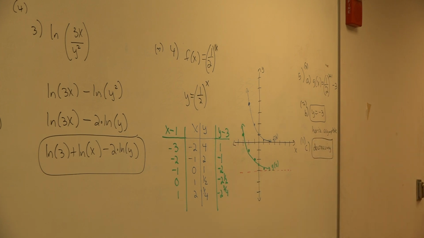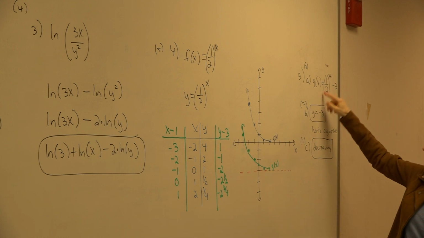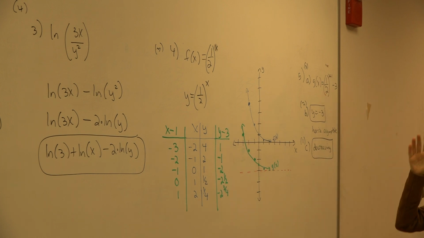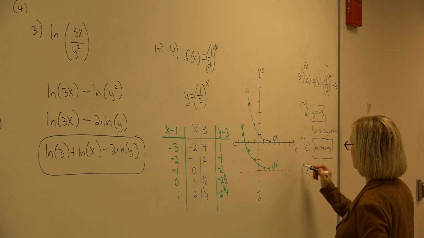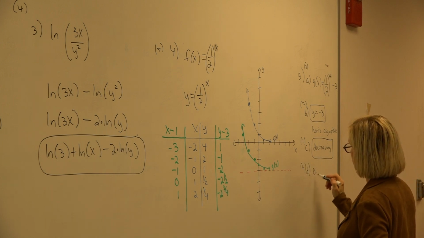If there had been a reflection, if there'd been a negative out front, then it would have turned into an increasing function. But you just read it from left to right. And then D, identify the domain and the range of the green function, with 4 points.